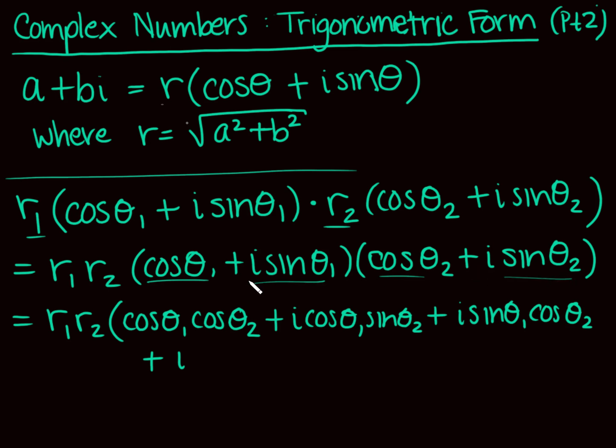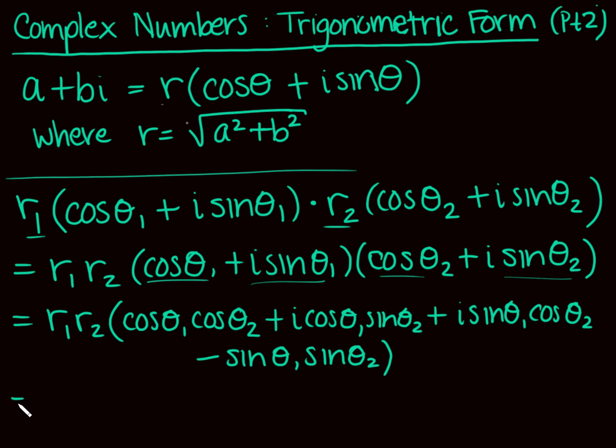I get i squared times sine theta 1 sine theta 2. But what is i squared, you guys? Remember, i squared is -1. So what I actually get is minus sine of theta 1 sine of theta sub 2.